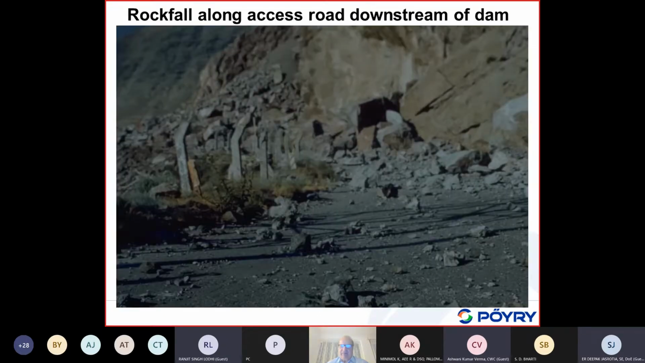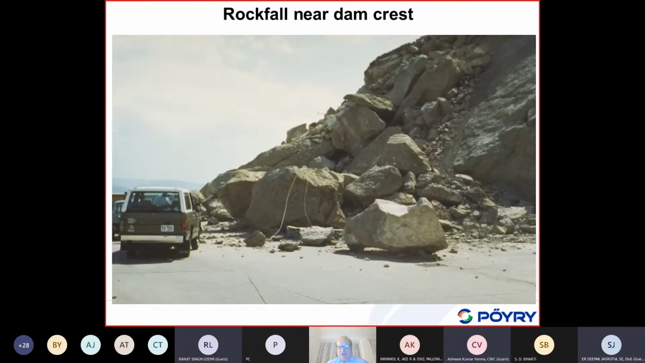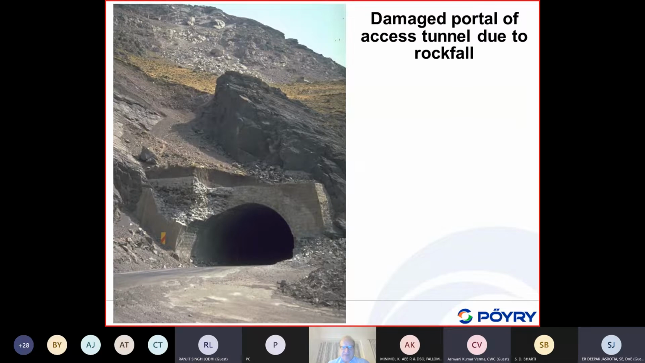Again, this is an access road downstream of a dam. Basically, it was not possible to go there. The first people who went there actually went by helicopter. Some more rock falls near the dam crest, on the platform on the left bank of the dam. This is now what I've also shown, the entrance portal of the tunnel.